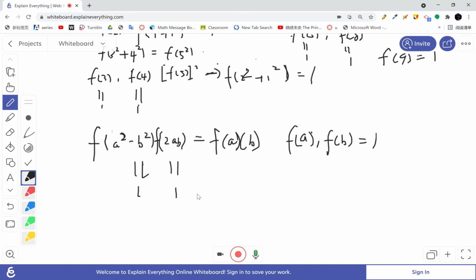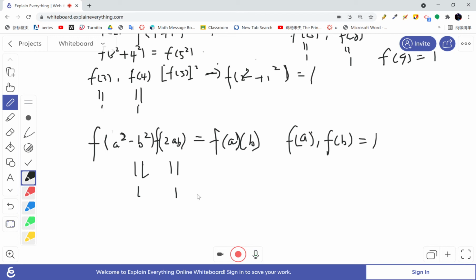So what can we get from this? We know that all the way from 1 to n, f of n squared is equal to 1, and we know that f of 1 to f of 9 is all equal to 1.